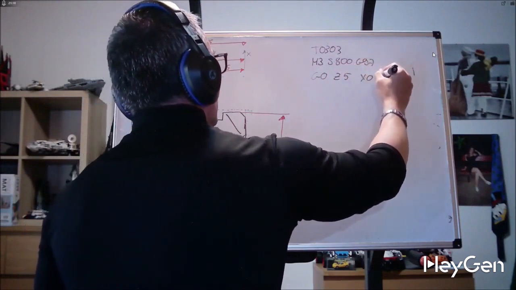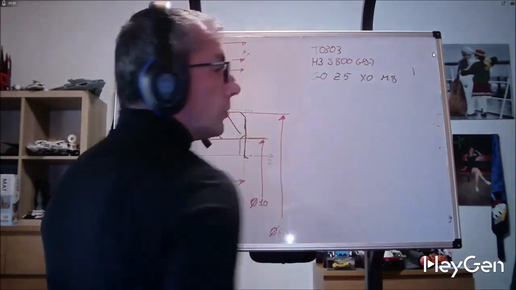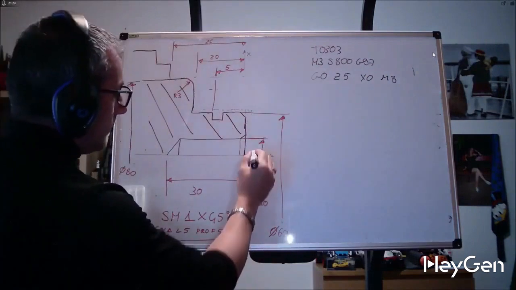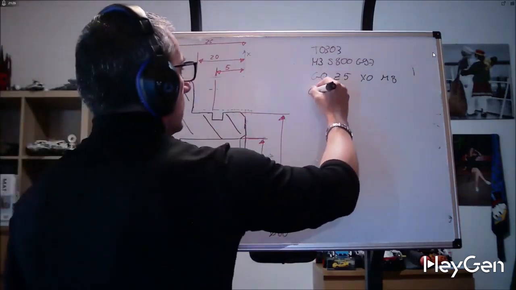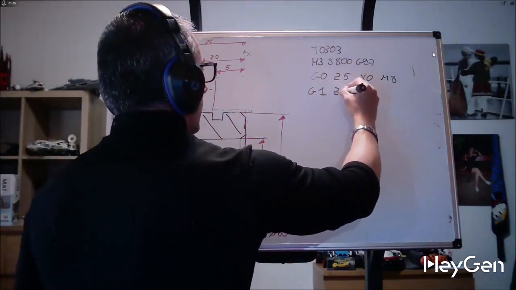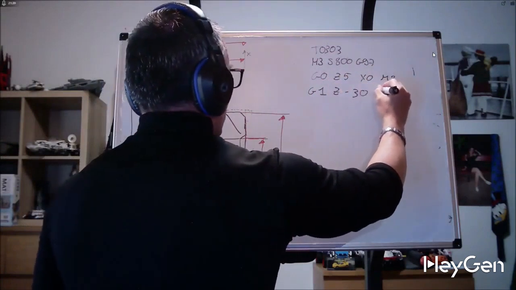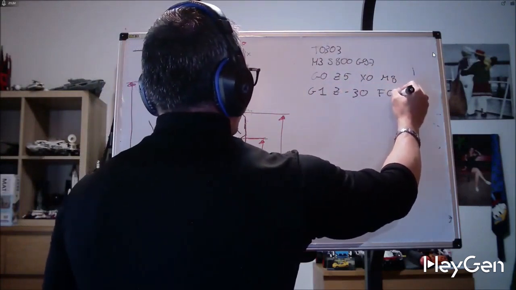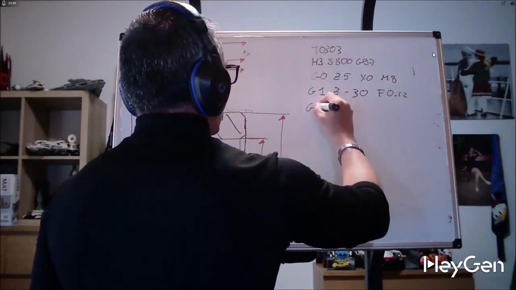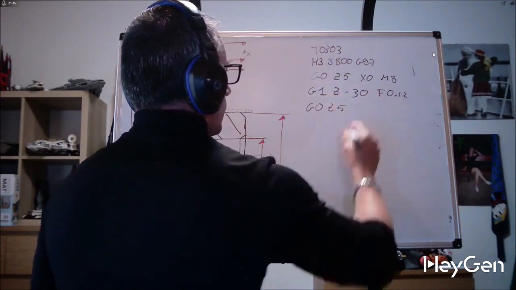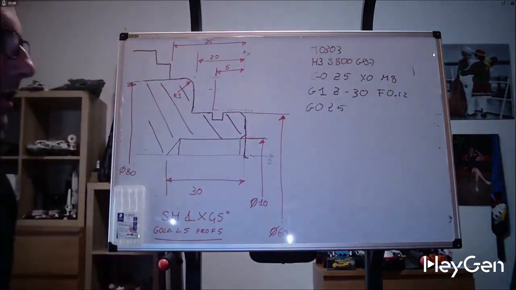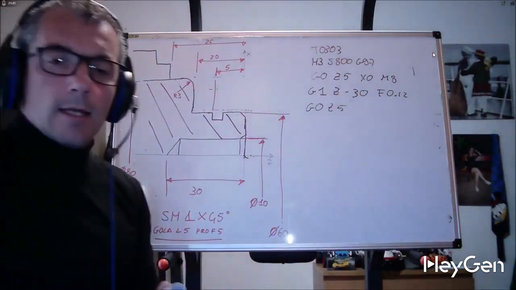X0. M8, water, is always very important. Essentially, I position myself right here in front, and then I proceed with G1, Z30, F0.12, G0, Z5, and I come out. I successfully made a brief, very high-performance and efficient drill: I enter in one solid body and exit.